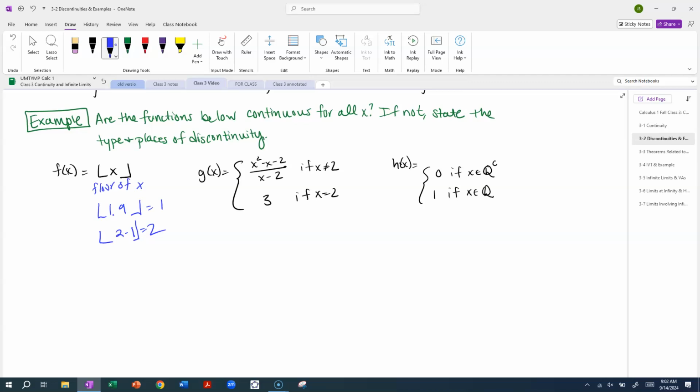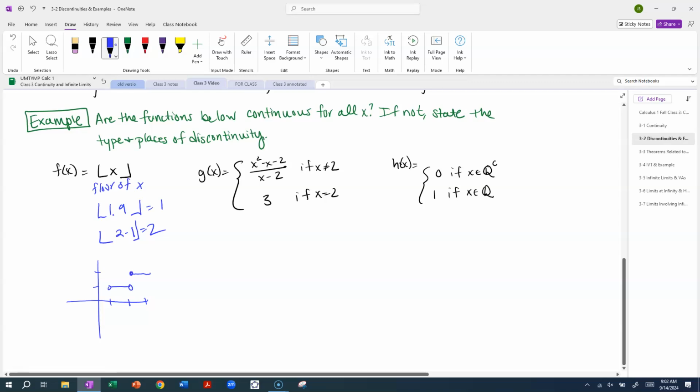Well, no, because if we were to graph it, for all the values between 1 and 2, it would be like this. And then as soon as we get to 2 to 3, it would look something like this. And so we're going to see holes appearing. That would be solid. So this is no.